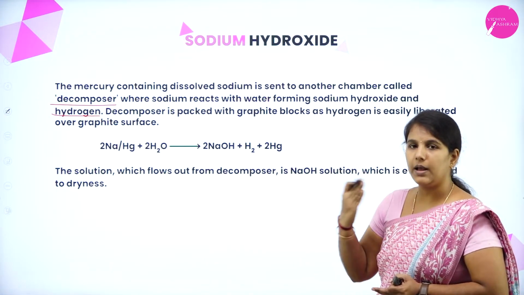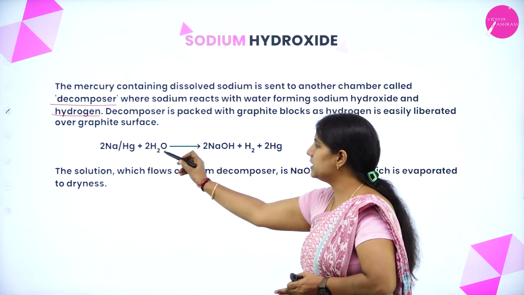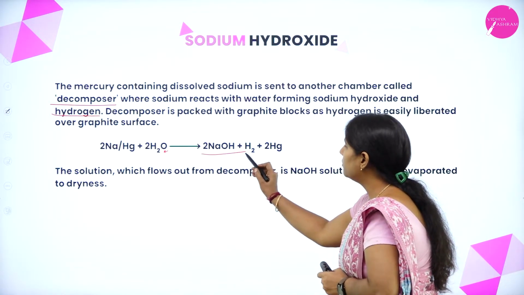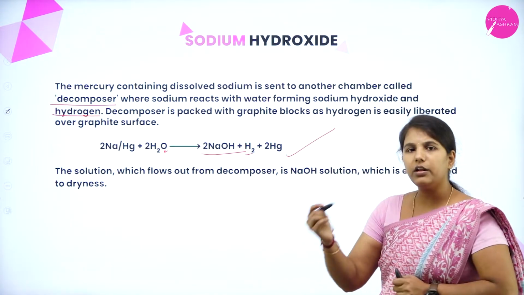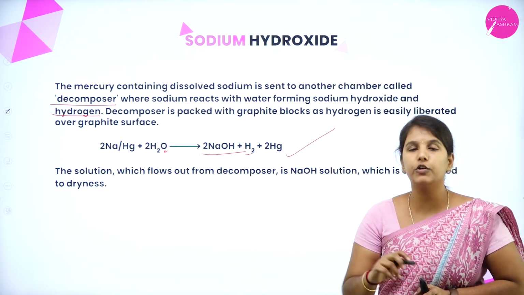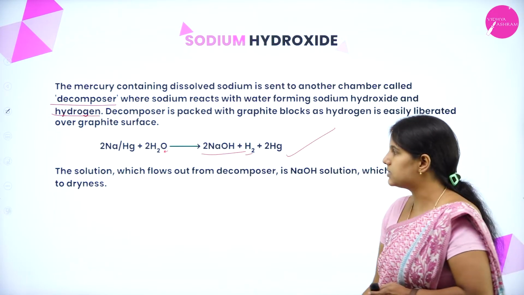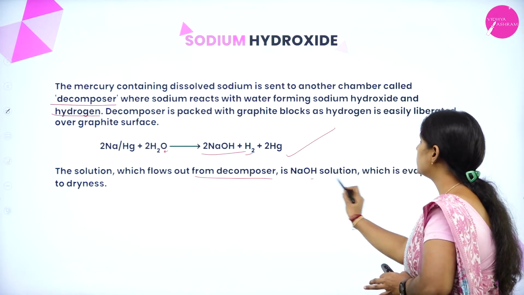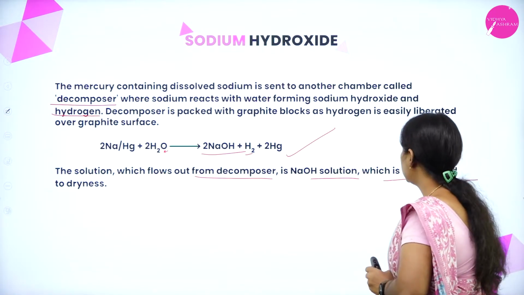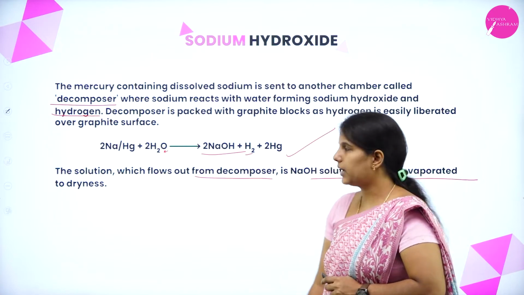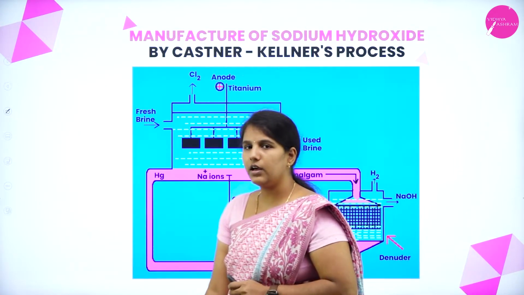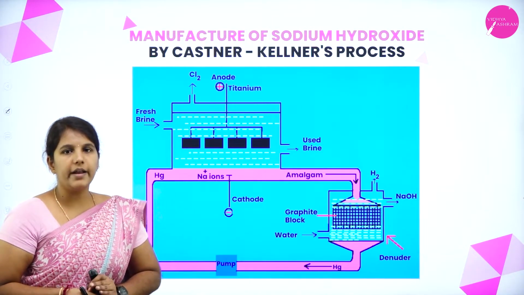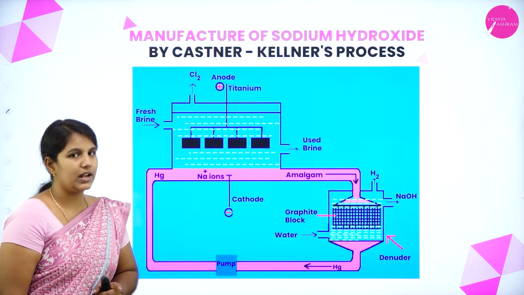so that sodium combines with the hydroxide present in the water to form sodium hydroxide, whereas the remaining hydrogen gas is released and the mercury is retained for the next electrolytic process. So this flows out from the decomposer, and sodium hydroxide is formed, which is evaporated to dryness. Here I have a figure to explain the manufacturing of sodium hydroxide by the Castner-Kellner process.